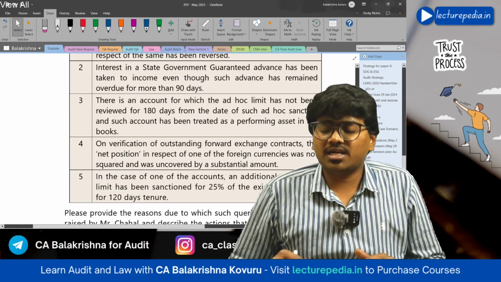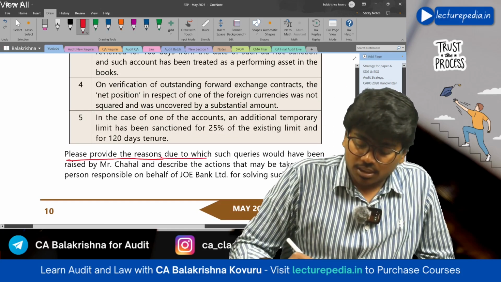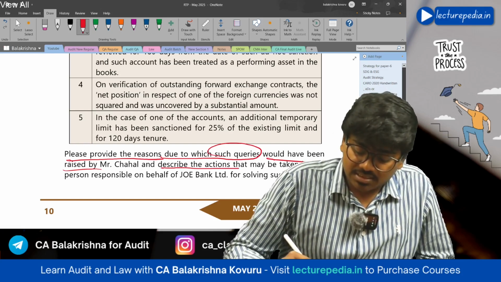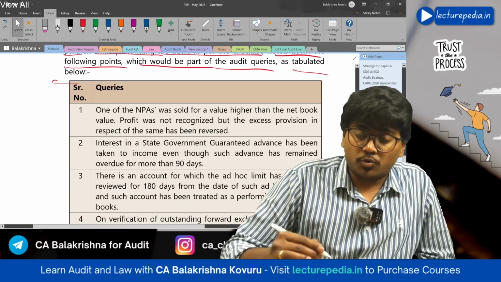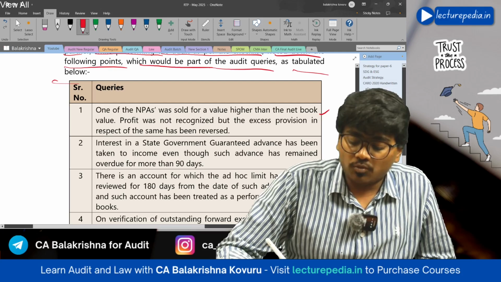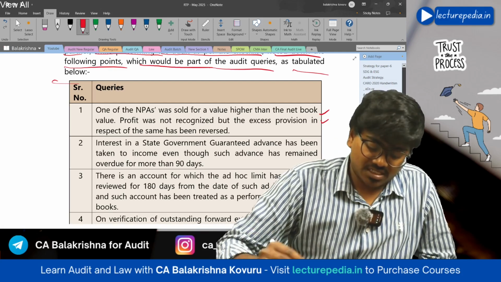See, after reading the queries, what they are asking is, please provide the reasons due to which such query would have been raised by Mr. Chahal and describe the action that may be taken. After reading this query, query wise, you have to tell why this query might have been raised and what would be the appropriate solution to resolve this query. Let us see the first query.